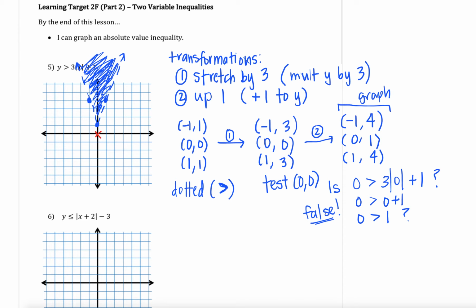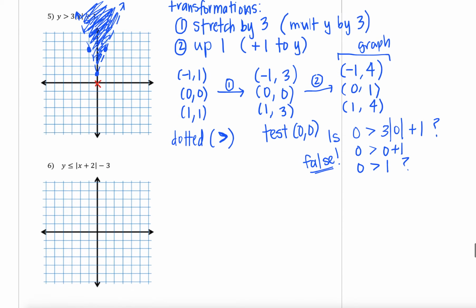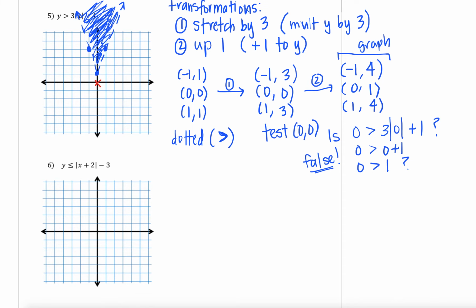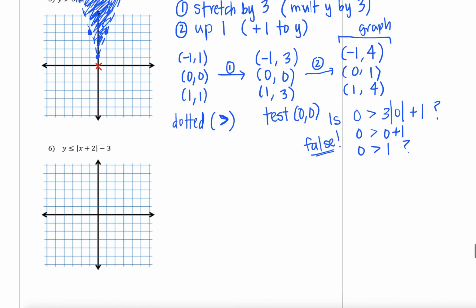Okay, let's look at our second example. In this example, we have y is less than or equal to the absolute value of x plus 2, minus 3. First thing we want to do again is list our transformations. So why don't you pause the video right now and list our transformations for example number 6.